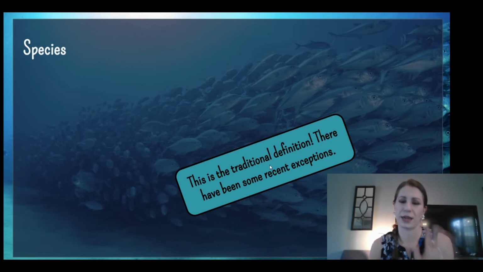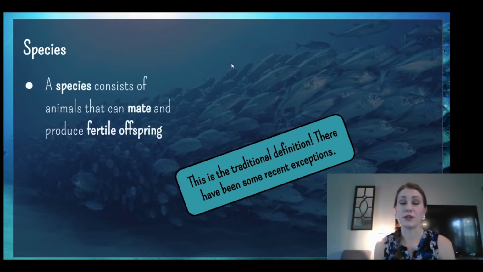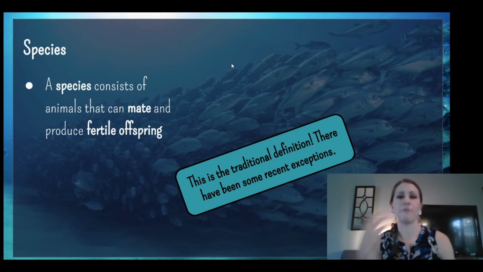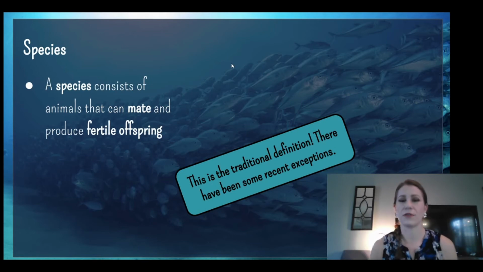So as we go through it, keep this in mind. A species consists of animals that can mate and produce fertile offspring. Let me explain. If two animals or organisms will mate with each other, have a baby, and that baby can have babies itself, then they are the same species. Just because two animals can mate and produce offspring doesn't mean they're in the same species.